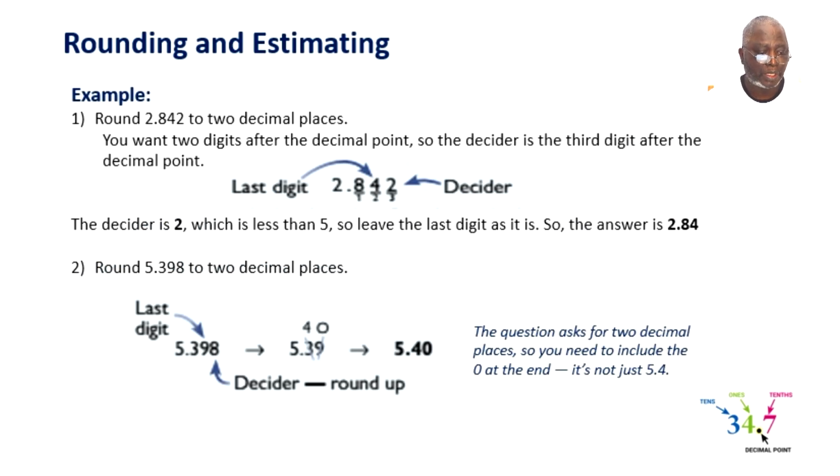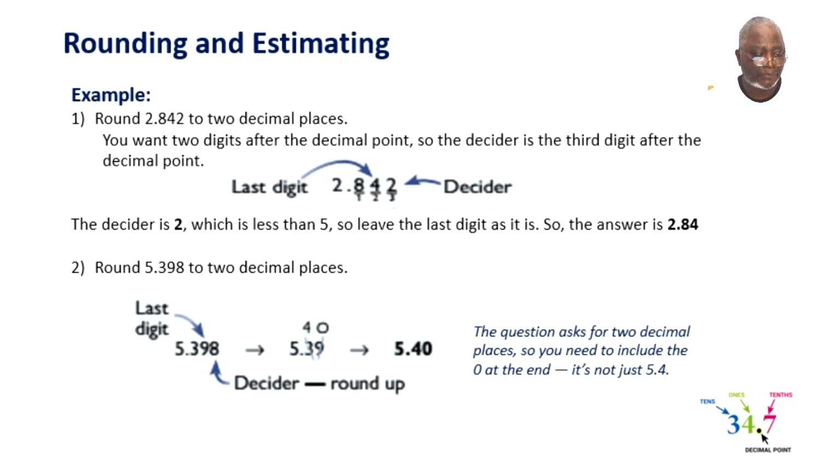Round 2.842 to 2 decimal places. There are 3 decimal places there. 2 is less than 5, so you leave it at 2.84.